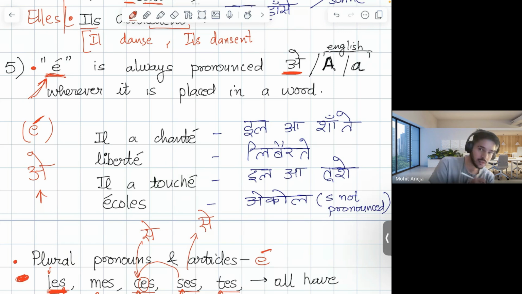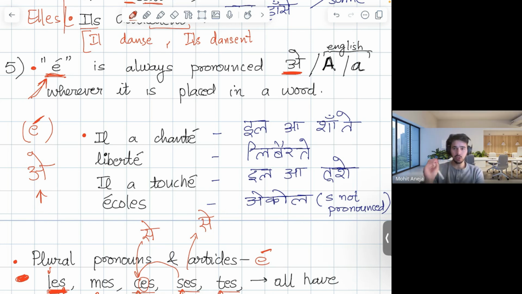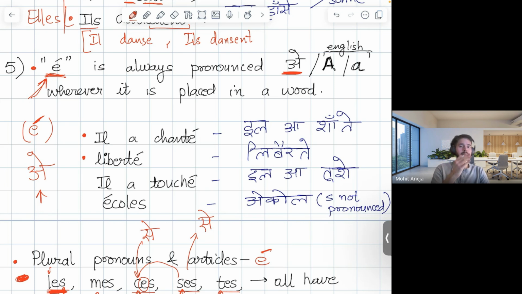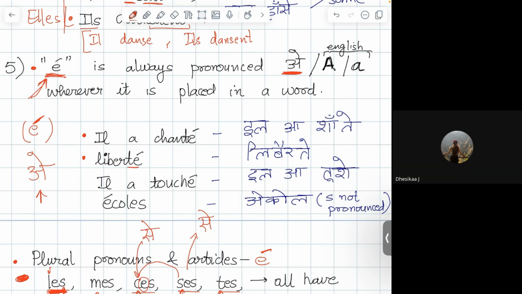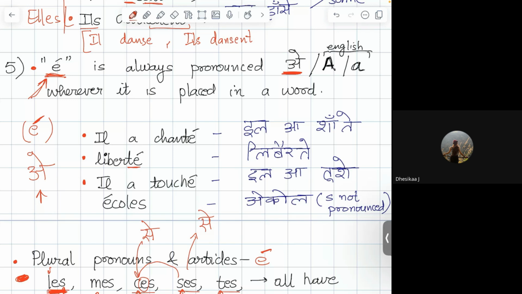Okay. So can Kriti please start with this phrase? How do we pronounce it? Il a chanté. Yes, it's il a chanté. Very nice. Desika, can you please read the second one? Liberté. It's not liberté, it's liberté. We'll discuss the ER sound as well, but it's liberté. Yes, very nice. Hussein, please read the third one for me. Il a touché. Very nice.